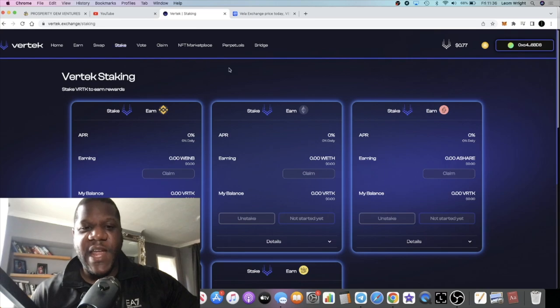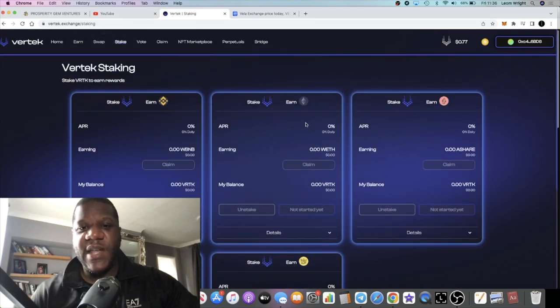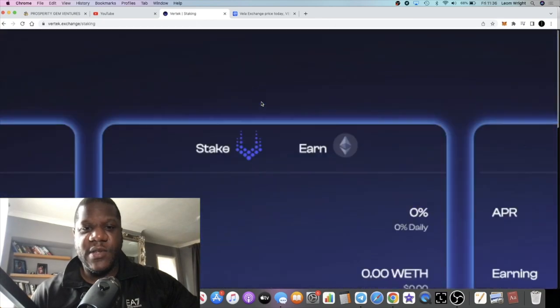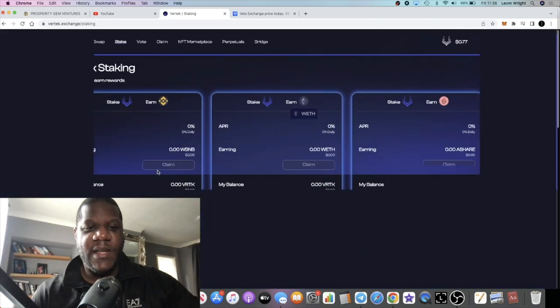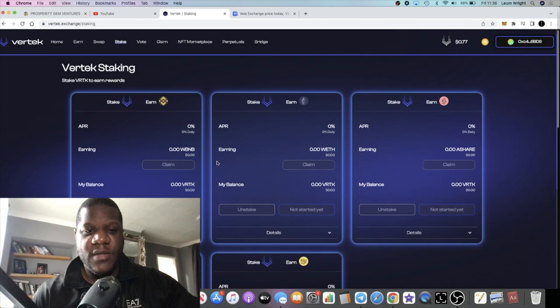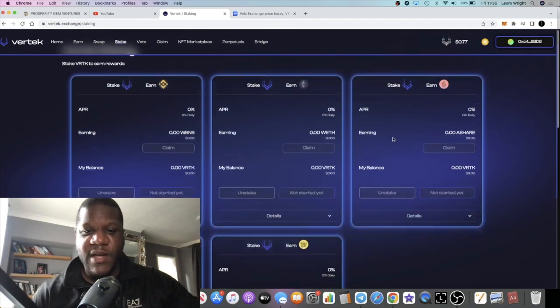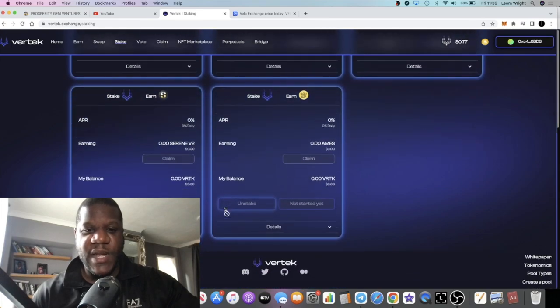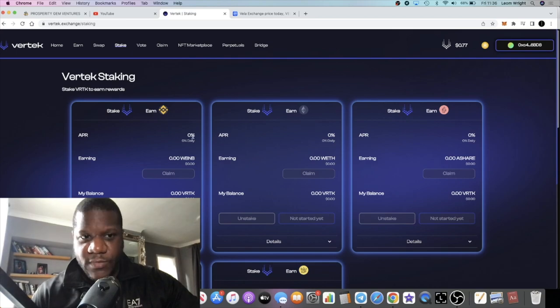You can actually stake in the native pools, right? You can stake in these pools and earn. So you can stake Vertek and earn Ethereum, or you can stake Vertek and earn BNB. My computer's acting a little bit slow. I'm not sure if it's the actual website, but you can stake and earn various tokens in their protocol for competitive APRs. I don't think that's actually live yet, as it does show that the APRs are zero.